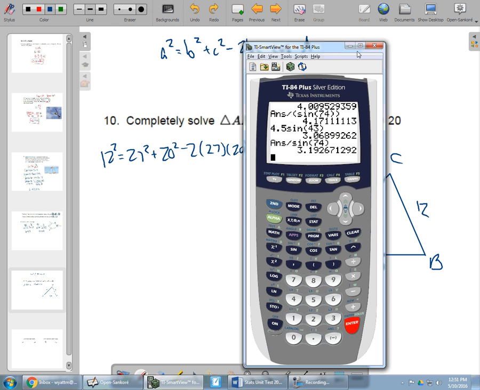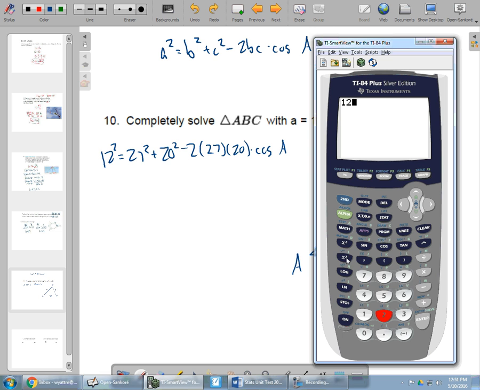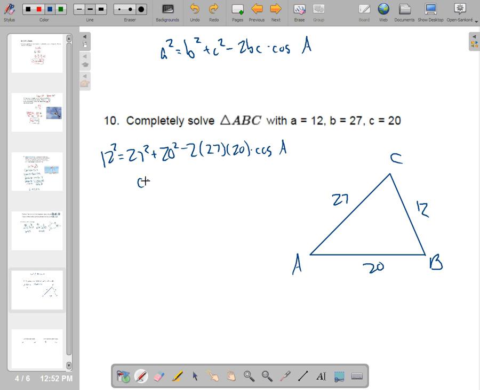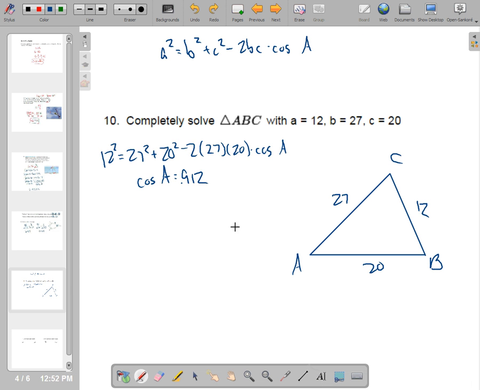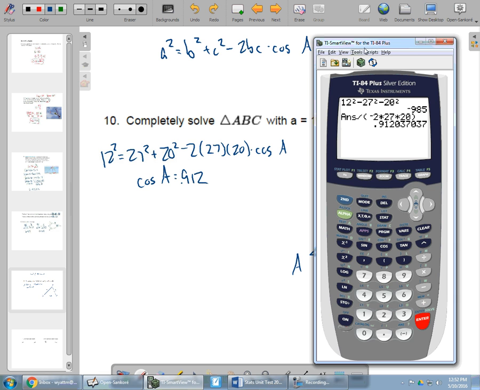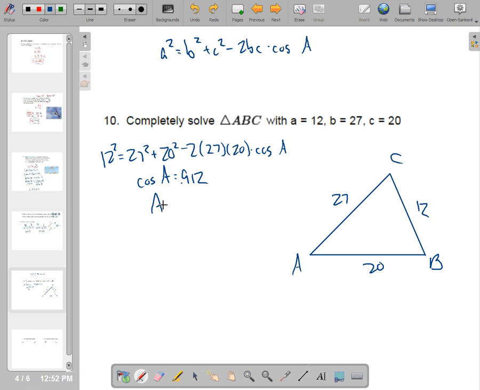I need to solve this equation. So I like to do this in two steps. I'm going to say 12 squared minus 27 squared minus 20 squared. So I'm getting these squares taken care of. That's negative 985. And I'm going to divide by negative 2 times 27 times 20. What I have by itself now is the cosine of A. So this is saying the cosine of A is, what was that, 0.912? Okay, so where does the cosine equal 0.912? Well, if you want to figure that out, you do inverse cosine of 0.912, and that'll give you 24.2 degrees. So A is 24.2 degrees.